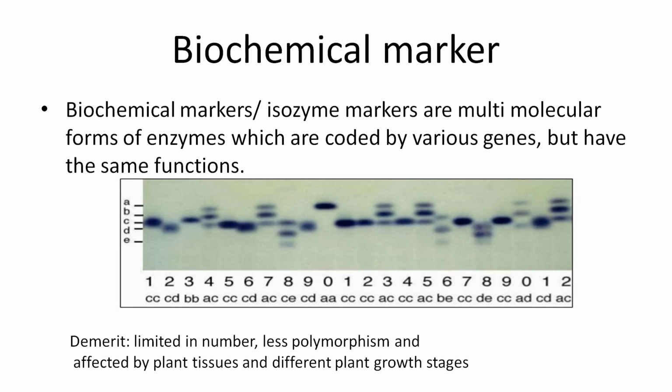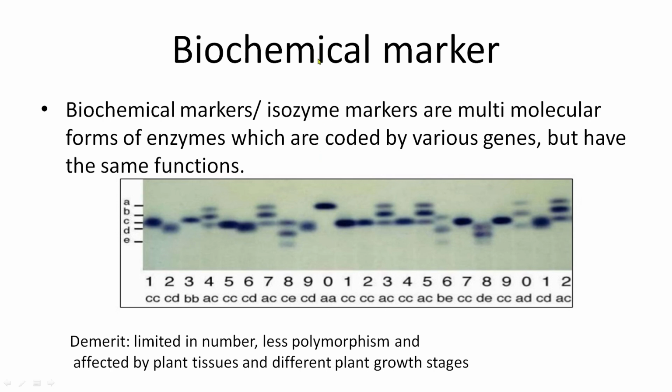Next one is biochemical markers. These are isozymes, allozymes, or different proteins which are produced by different alleles of a single gene. Just remember that a gene has different alleles.